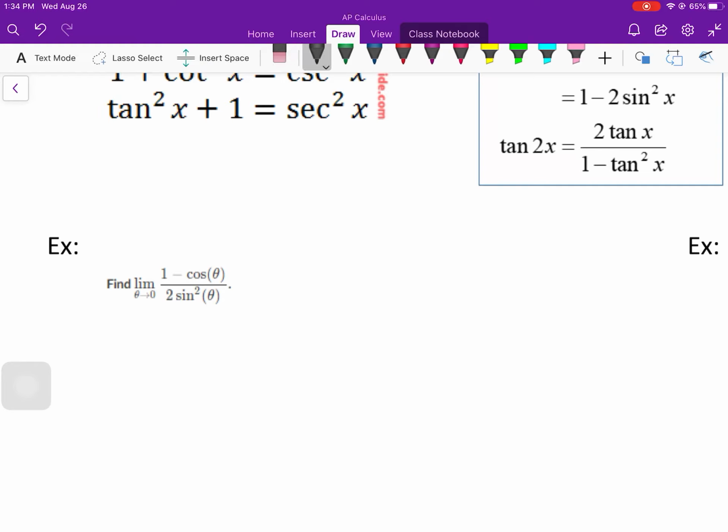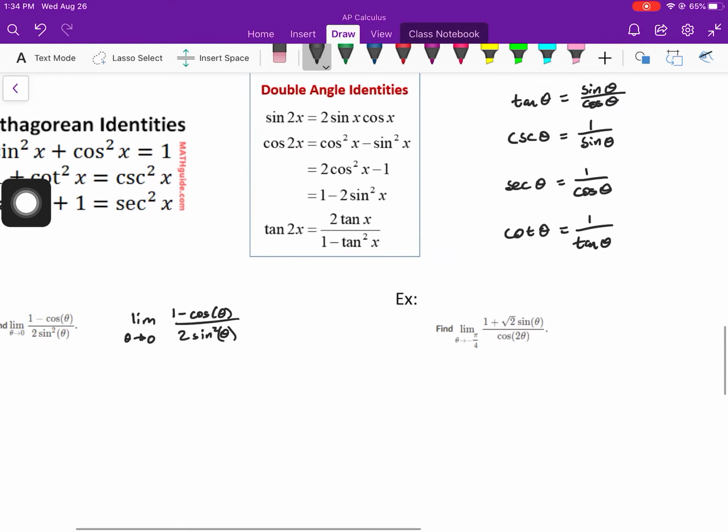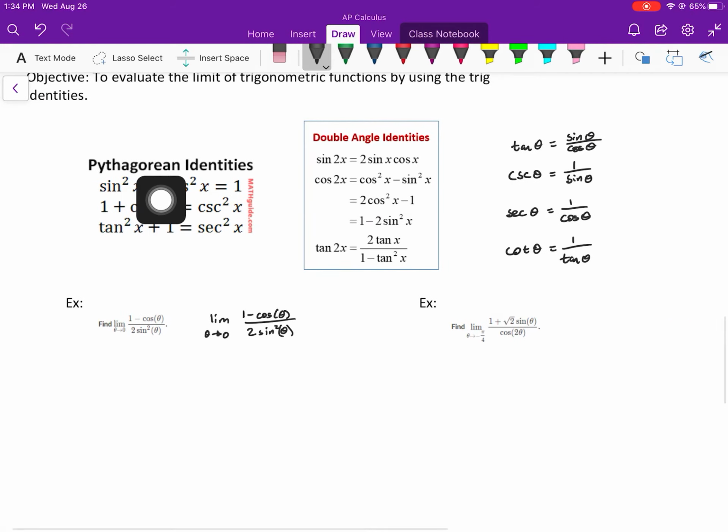So the first example, we need to find the limit as theta approaches 0 of 1 minus cosine of theta over 2 sine squared theta. So I gave you this list of identities here, and let me be a little more consistent with those parentheses. You don't really need the parentheses around the theta, but it does help to understand that it is technically a function, sine of theta, theta being the input. But anyways, back to the identities, and you can see they don't use the parentheses there.